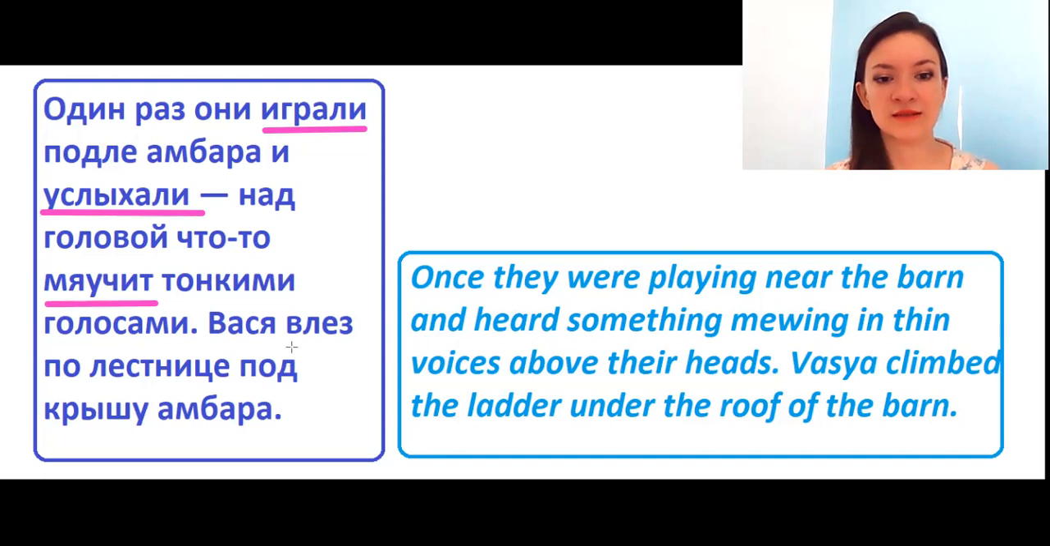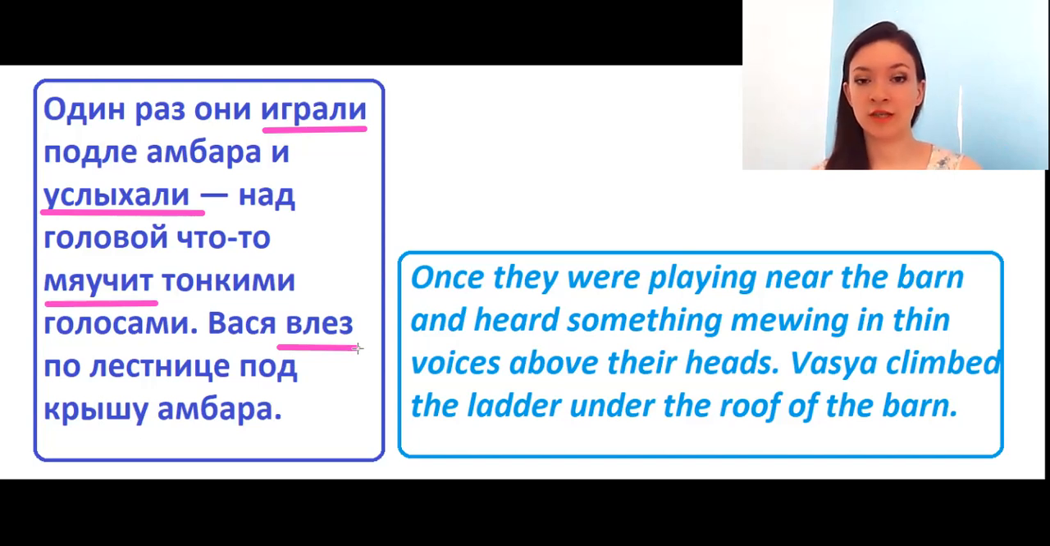Вася влез. It is perfective verb because there was a result. He was already not on the ground, but he was on the roof of the barn. And it happened once, it was finished action, he was already at the roof. That's why we use perfective verb aspect here.